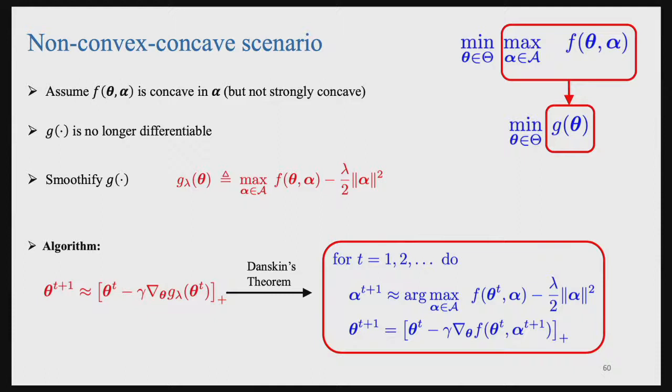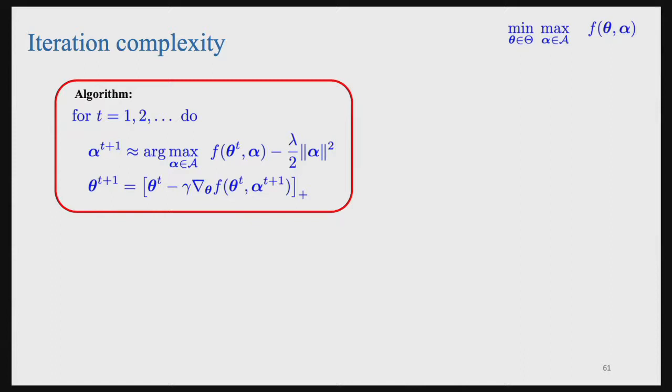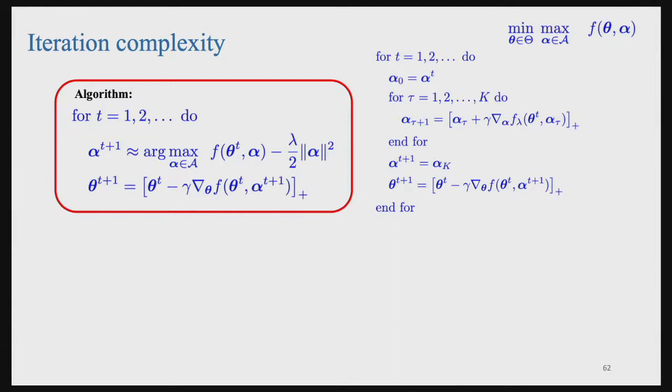Now, the algorithm that you get is this. You have an extra regularizer here. And this is a two-loop algorithm. The inner loop is computing the solution to this, and the outer loop does one step of gradient descent with respect to theta. And again, you can analyze it.